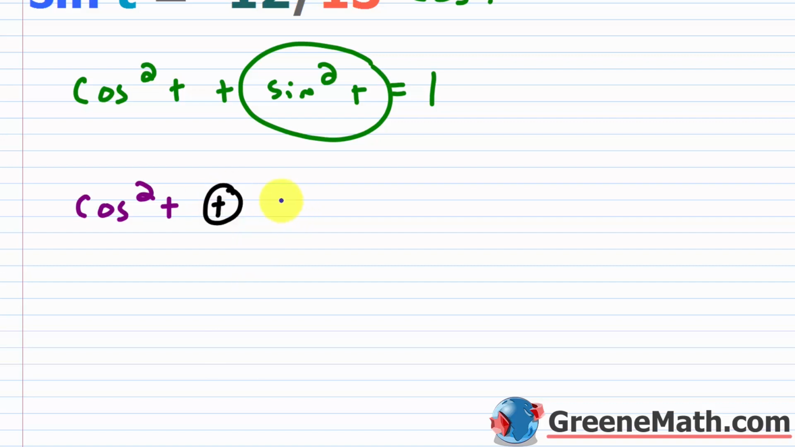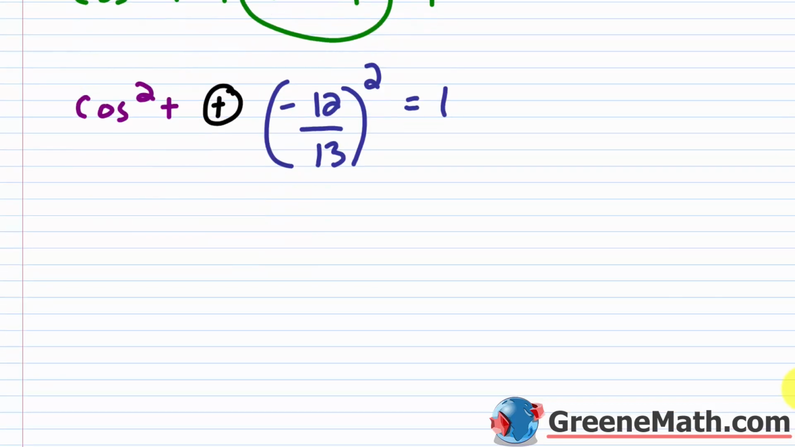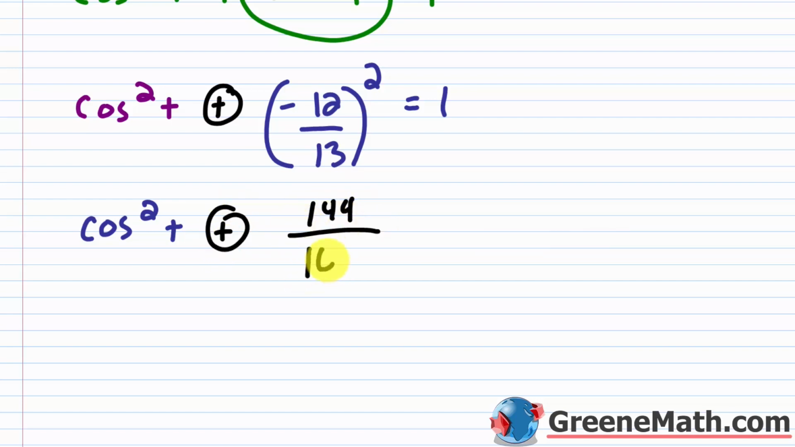So then we have the sine squared t is equal to 1. I'm plugging in a negative 12/13 there, so negative 12/13, and this guy's being squared. So if I square a negative, I get a positive. If I square 12, I get 144. If I square 13, I get 169. So I'm going to say this is cosine squared t, and then let me be careful, I'm going to put the plus sign here. Okay, again, that's a plus. And then this is going to be 144 over 169, and then this is equal to 1, okay?